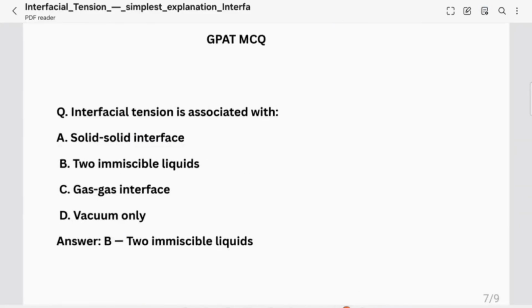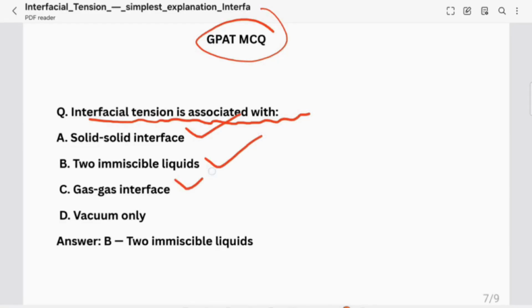A simple example of a GPAT MCQ type question: interfacial tension is associated with option A, solid-solid interface; B, two immiscible liquids; C, gas-gas interface; D, vacuum only. The answer is B, that is two immiscible liquids.